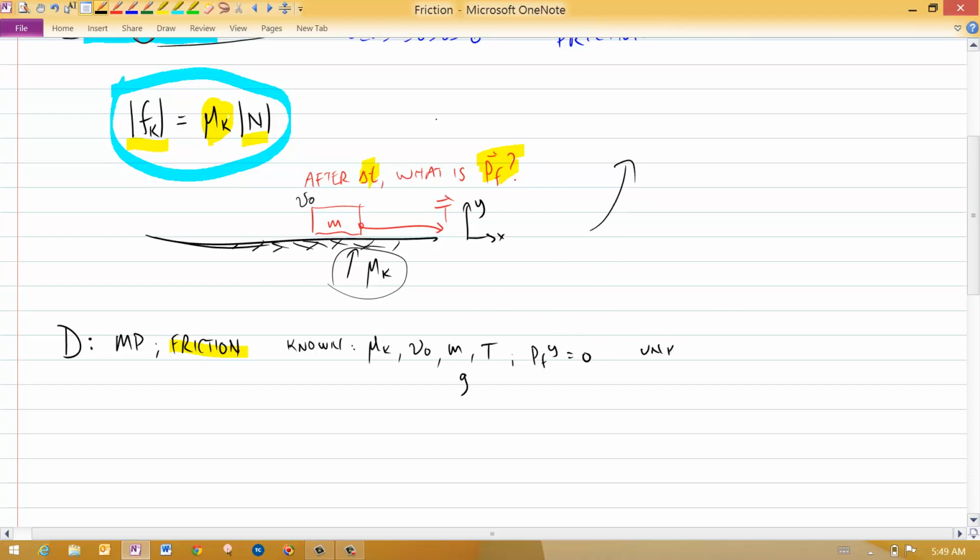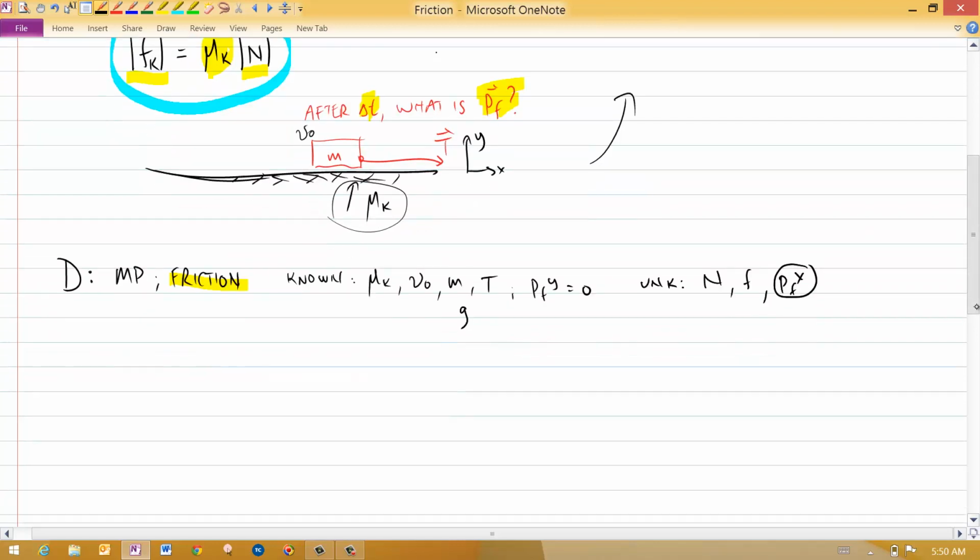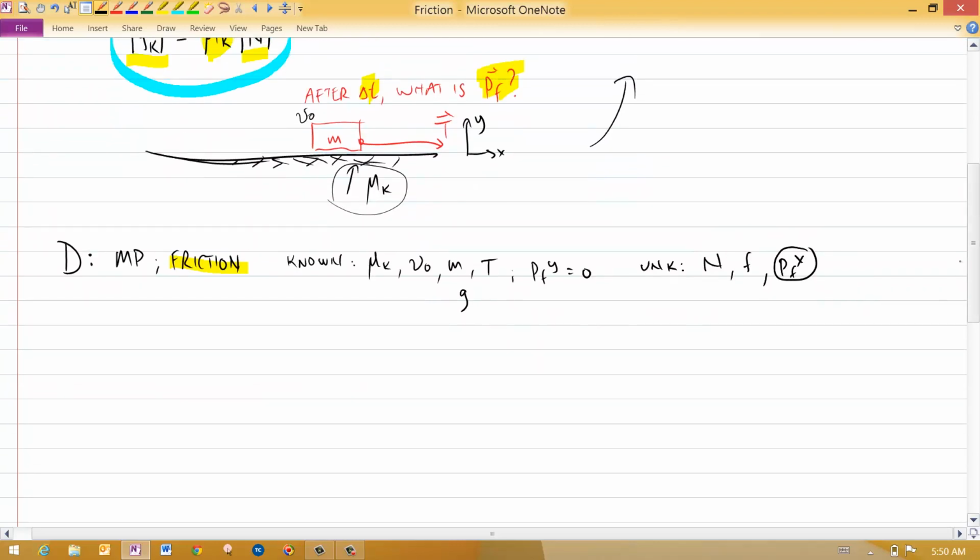Unknowns. Well, I don't know what the normal force is. I'm not given that. I'm going to figure it out, but I don't know what it is, and I don't know the friction force. Those two things I do not know, and I do not know p final x. And that is the thing that I'm being asked for, so that's what we've got. So the director's level job is done. Now the investigator takes over.